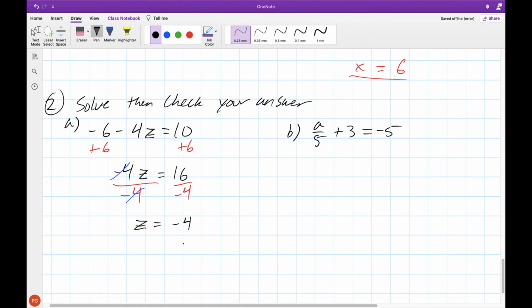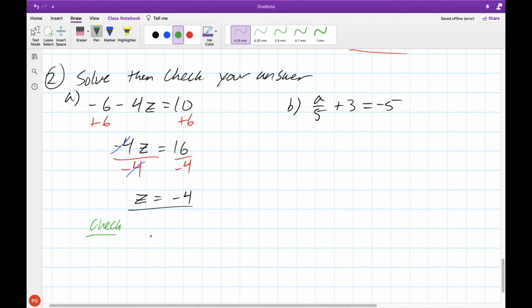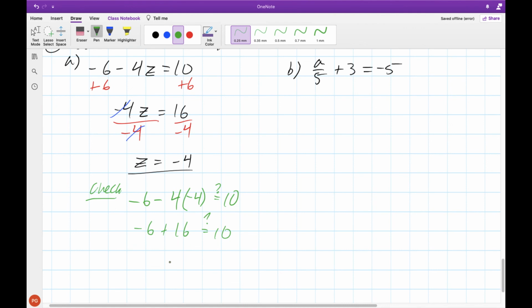which is negative 4. Once more, we want to check this. So let's take negative 6 minus 4 times negative 4. Negative 4, that's like positive 16. Negative 6 plus positive 16, we get that 10 equals 10, so that tells us that we got the right answer.